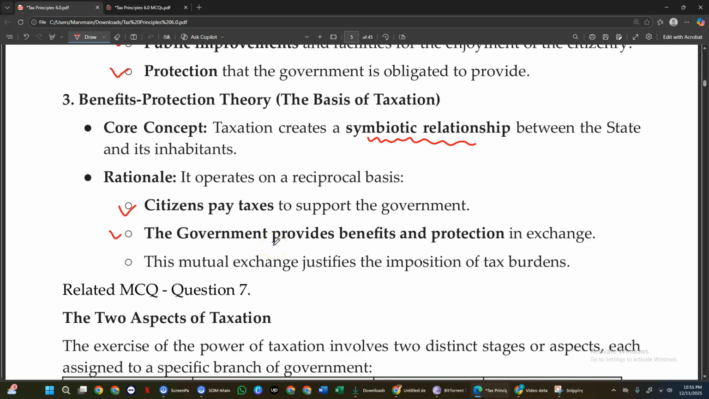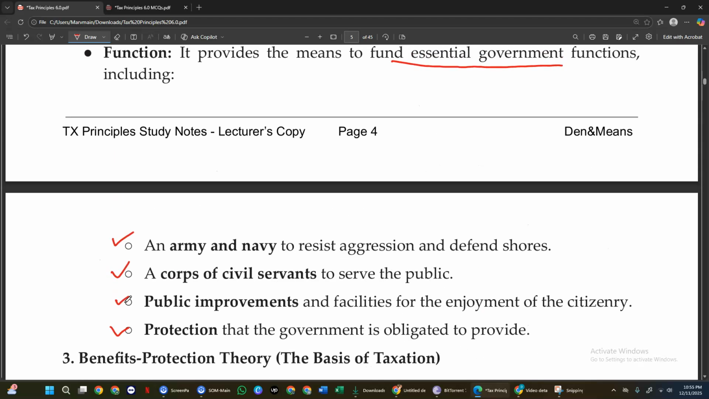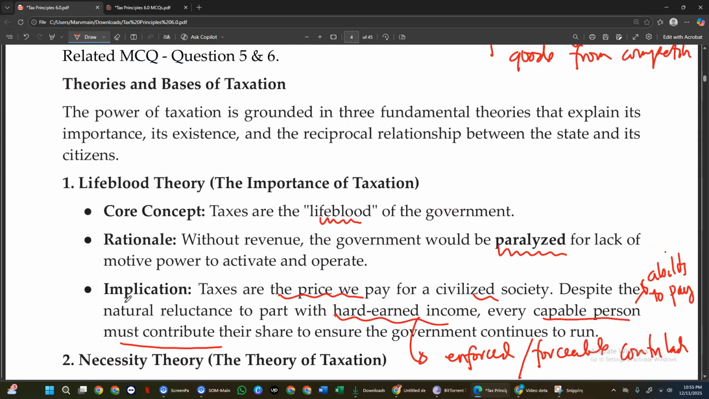For example, we have government hospitals with cheaper service fees compared with private ones. That's because of the taxes collected by the government. The free or lower-charged services exist because of the subsidy provided by the government, which is funded by the taxes collected from the taxpayers, those who are able to pay. And that's all for the theories and basis of taxation.